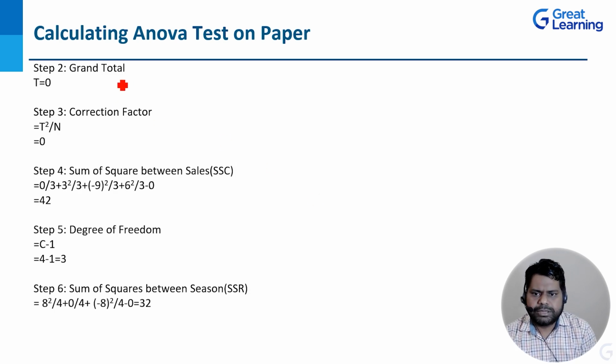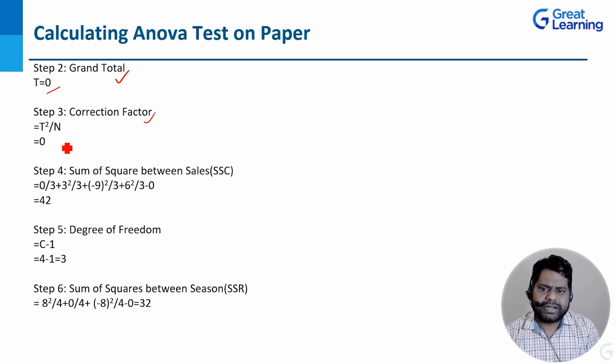Our next step is to calculate the grand total. Our grand total is 0. Now let's calculate the correction factor, that is T squared by n. That will also become 0. Next we calculate the sum of squares between the columns, SSC, the sum of squares of columns.